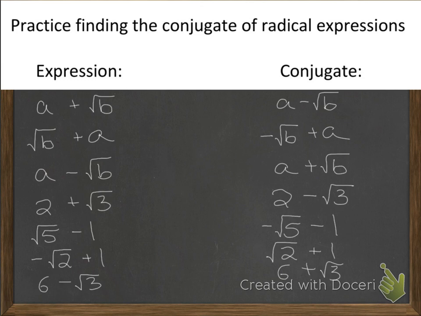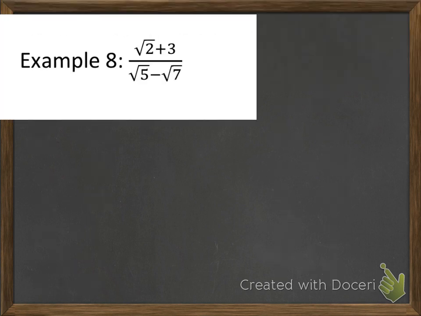All right, let's do one more example here. So here we have two binomials. We have the square root of 2 plus 3, right? This is interesting. In the denominator, we haven't seen something like this before. We have the square root of 5 minus the square root of 7. So what are we going to do here? Are we going to change the sign of both radicals? What do you think? Pause the video and write down your guess.